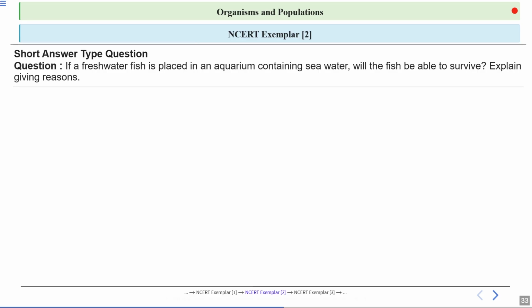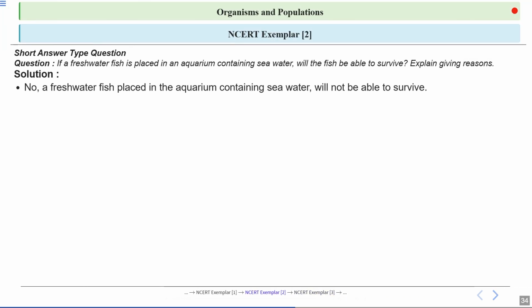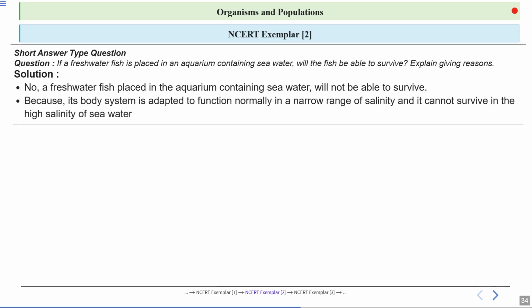Next question: if a freshwater fish is placed in an aquarium containing seawater, will the fish be able to survive? You have to explain, giving reasons. So let's have a look at the answer. The answer is no. A freshwater fish would not survive in seawater. So why is this happening? This is because the fish body is not built to handle such a salty environment.